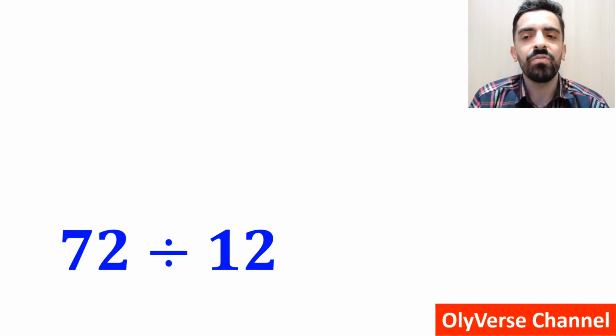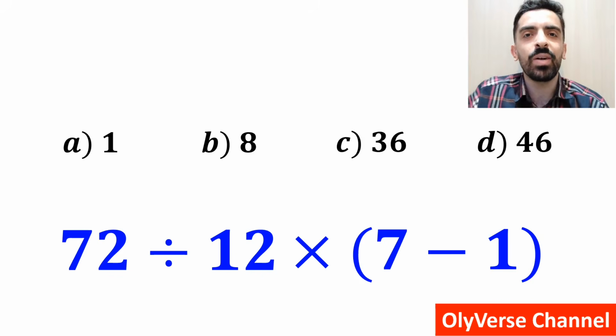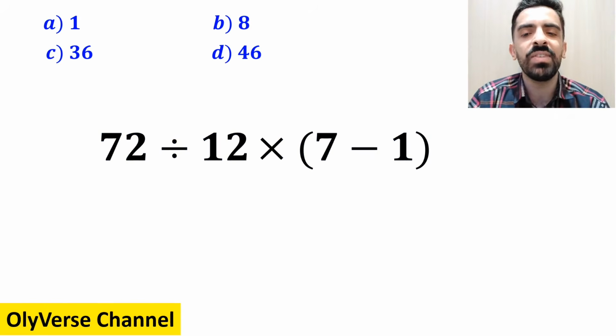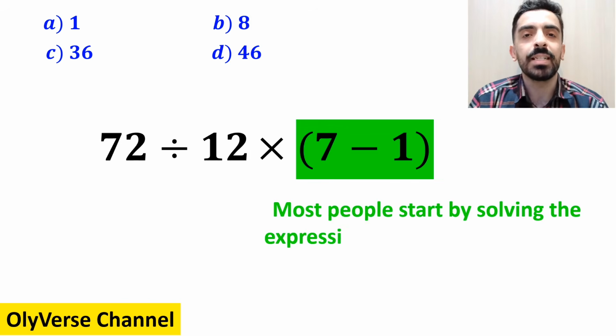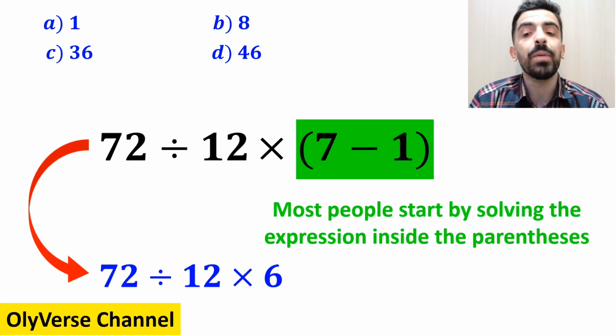What is the value of the expression 72 divided by 12 multiplied by (7 minus 1)? Which option do you think is the correct answer to this question? Let's take a closer look and solve it together. In the first step, most people start by solving the expression inside the parentheses and replace it with 72 divided by 12 multiplied by 6.